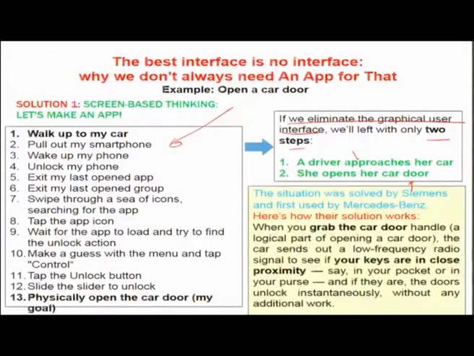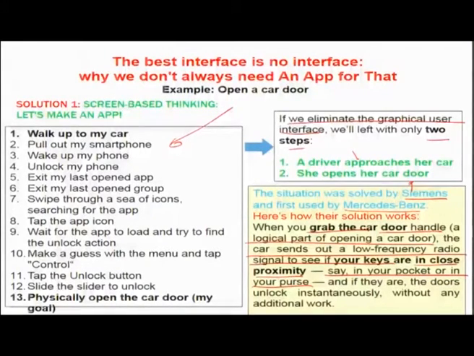One approach could be that, and in fact this is a real solution given by Siemens. It was used by Mercedes-Benz in one of the models that they have. When you grab the car door handle, a logical part of opening the car door, the car automatically sends out a very low frequency radio signal to see if your keys are in close proximity. Your keys have that remote assistance button, a small controller in the key itself. If the key is in your pocket or purse, and you're the rightful owner, the door automatically opens.